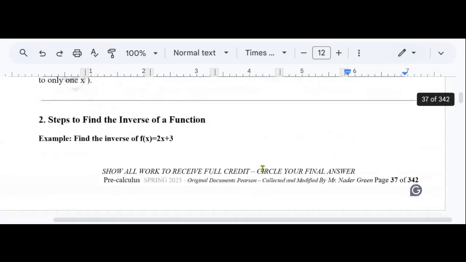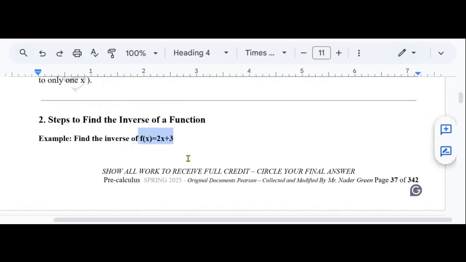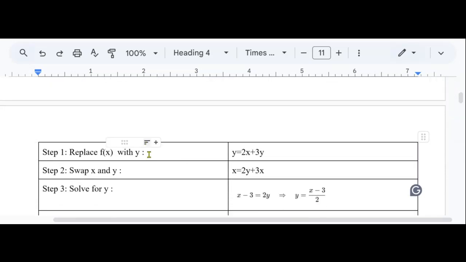Here is an equation. I'll give you one equation. For this one, f of x equals 2x plus 3. So first step, number 1. What's the first step? Read the first step. Replace f of x with y. Very good.